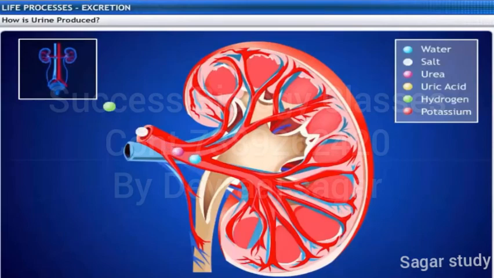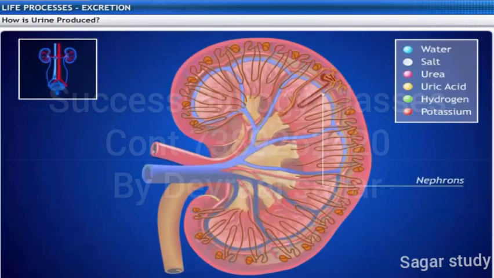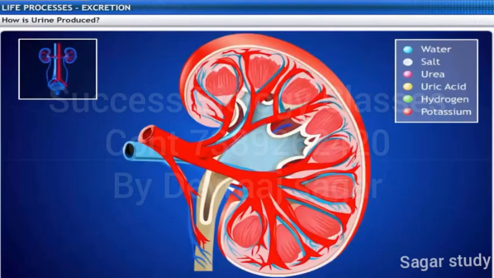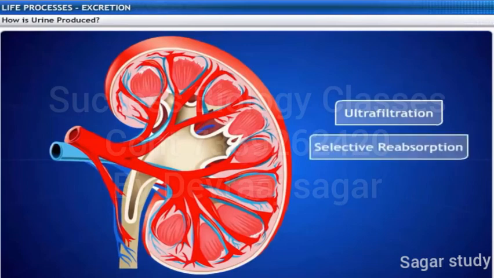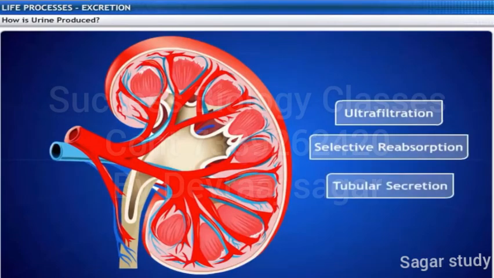Waste products in the body are transported by the blood to the kidneys through the renal arteries. Unwanted wastes and toxic products such as urea, uric acid, hydrogen and potassium ions are left behind in the kidneys. These excretory products are removed by nephrons in the form of liquid called urine. The kidney performs three functions leading to urine formation: ultrafiltration, selective reabsorption, and tubular secretion.